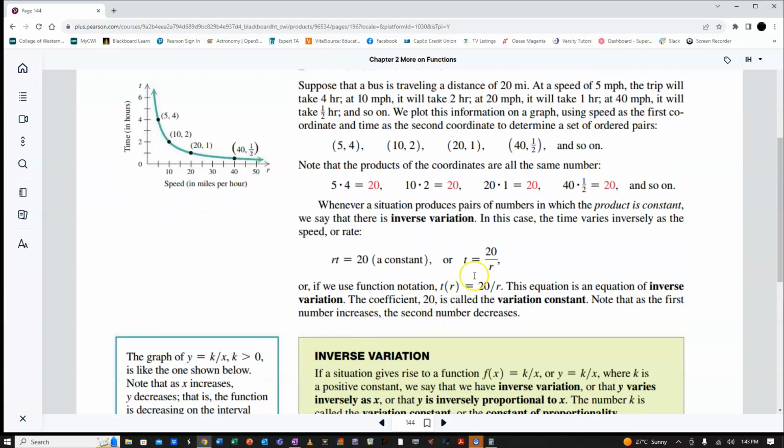So we could define our function for the time in hours, t of r, is equal to 20 over r. And this is the typical form of an equation of an inverse variation. And again, the coefficient 20 in this problem is referred to as the variation constant. And notice that unlike with a direct variation, where as one value goes up, the other one goes up as well, here, as one value increases, the other value will decrease.